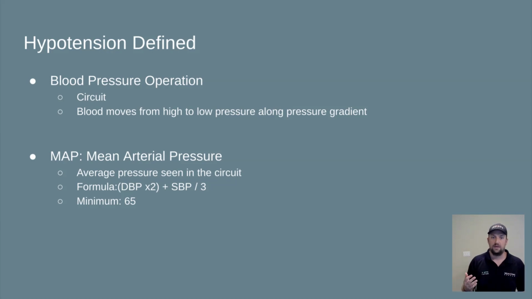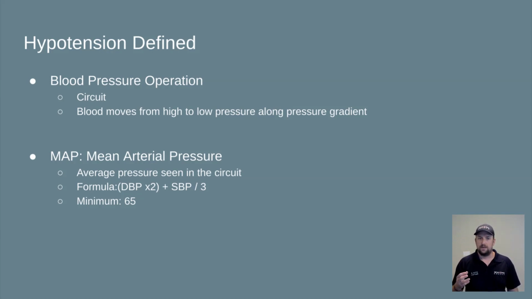Next, MAP. MAP is mean arterial pressure. Mean simply means the average. In the case of MAP, we're looking at the average over time. So let's look at the equation first, and then we'll talk about why. The formula is diastolic blood pressure multiplied by 2 plus systolic blood pressure, and you divide that by 3.